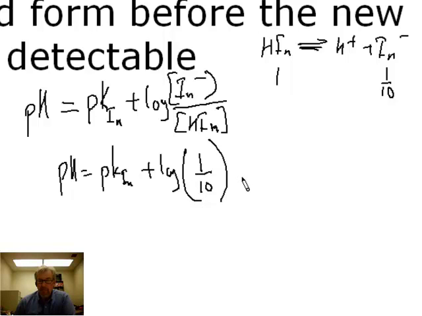Well, the base 10 log of 1/10 is equal to -1. So the pH, when I would first see the color change, is pKin minus 1.